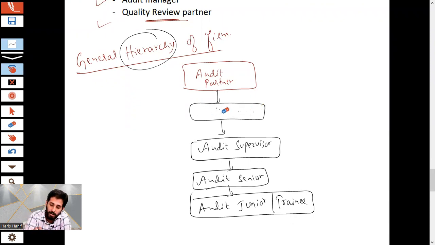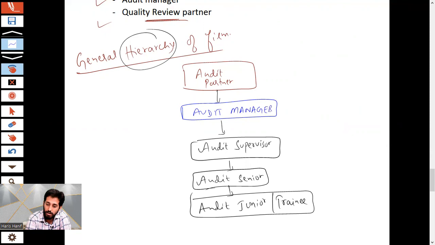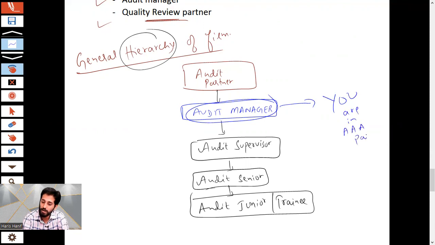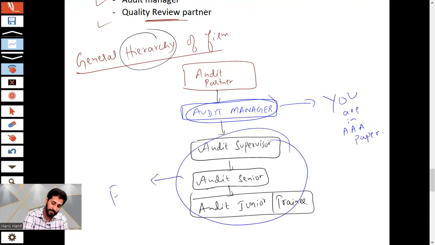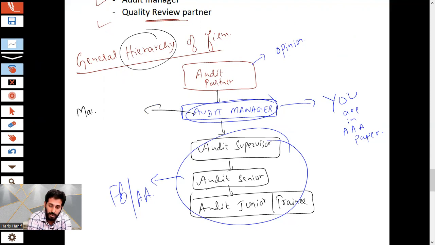But in your AAA paper, you are acting as the audit manager. So from now onwards, I will be calling you audit managers. Okay, so this is the audit manager, and this is you in AAA paper. And when you are in paper AAA, audit and assurance, you will be acting as this role. And this is the audit partner who expresses the opinion. And this is the audit manager. This is actually managing the audit.